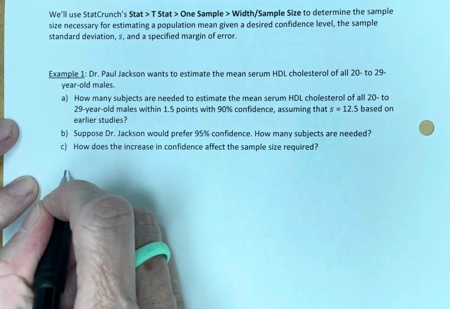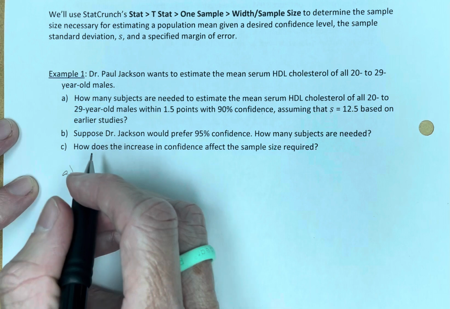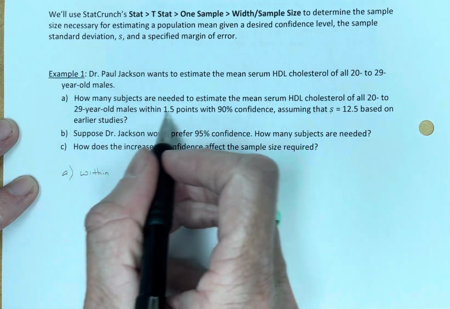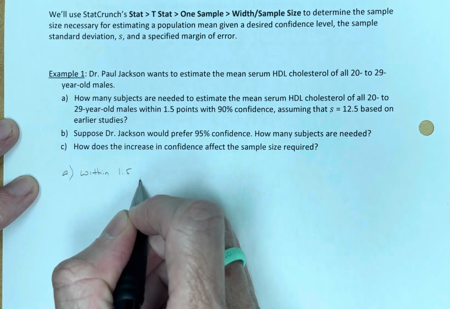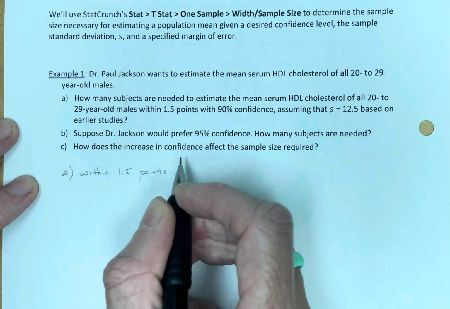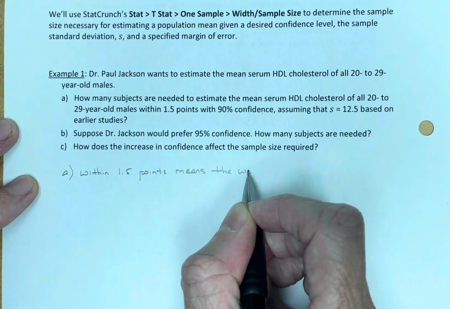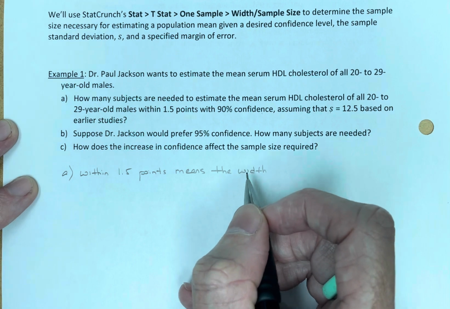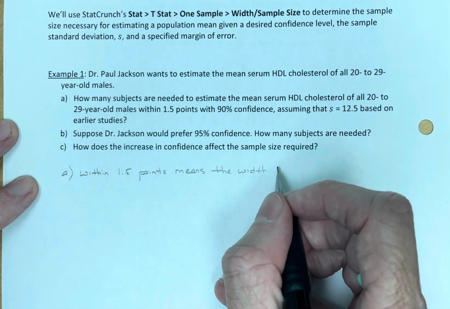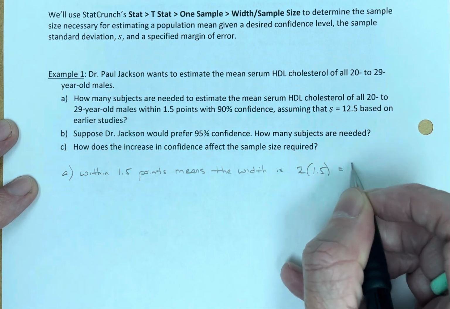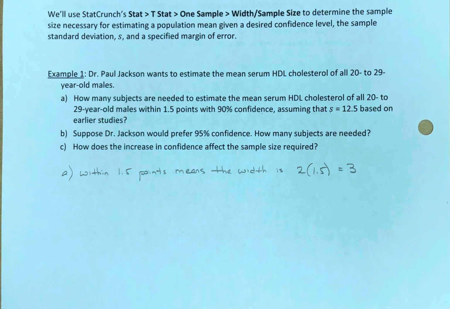Okay, well, letter A. So within 1.5 points means the width is twice that. Okay, the width of the confidence interval is 2 times 1.5, which of course is 3. So let's go into StatCrunch and have them do the math for us.